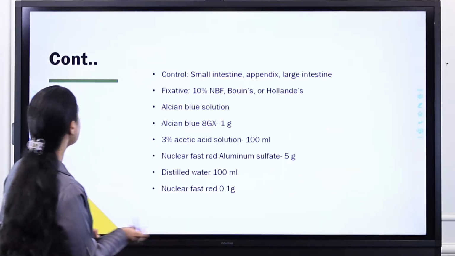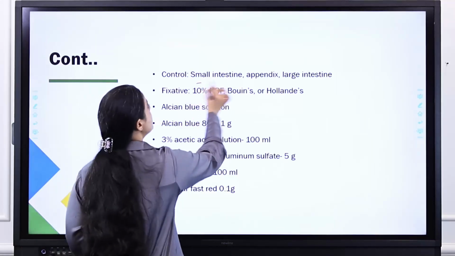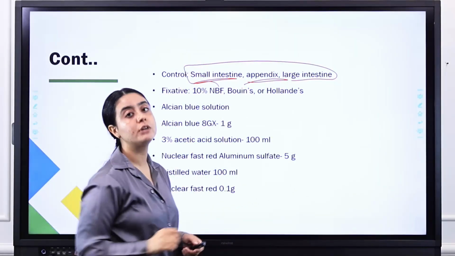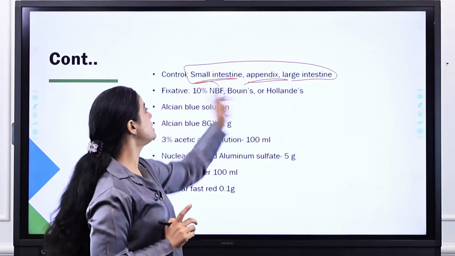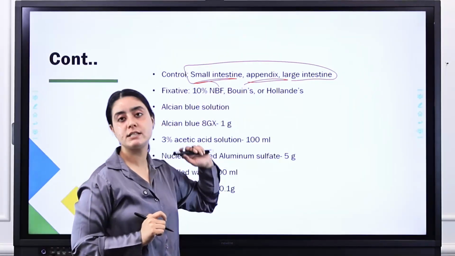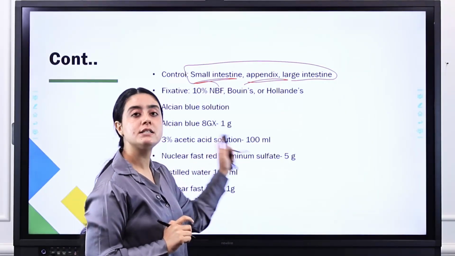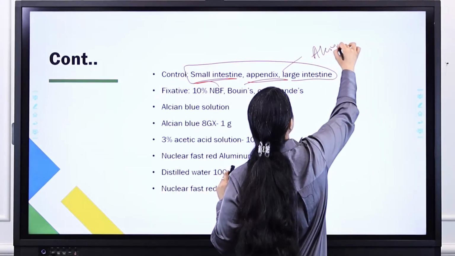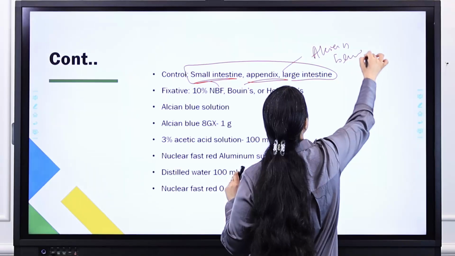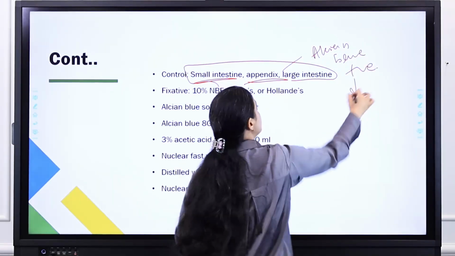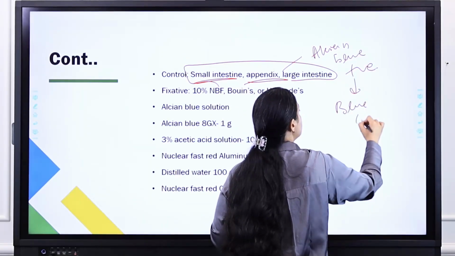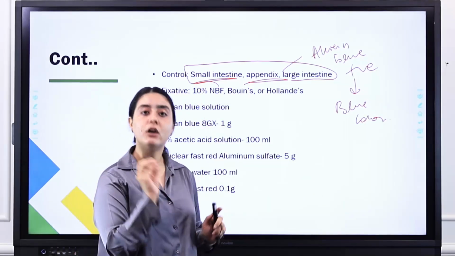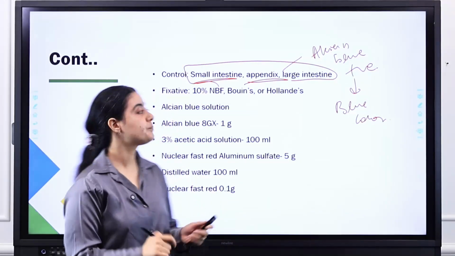Here we take controls: small intestine, appendix and large intestine. Why did we take only these three controls, small intestine, large intestine and appendix? Because they stain Alcian blue positive. Alcian blue positive, they give blue color. So that's why we take these as controls, so that we can compare.